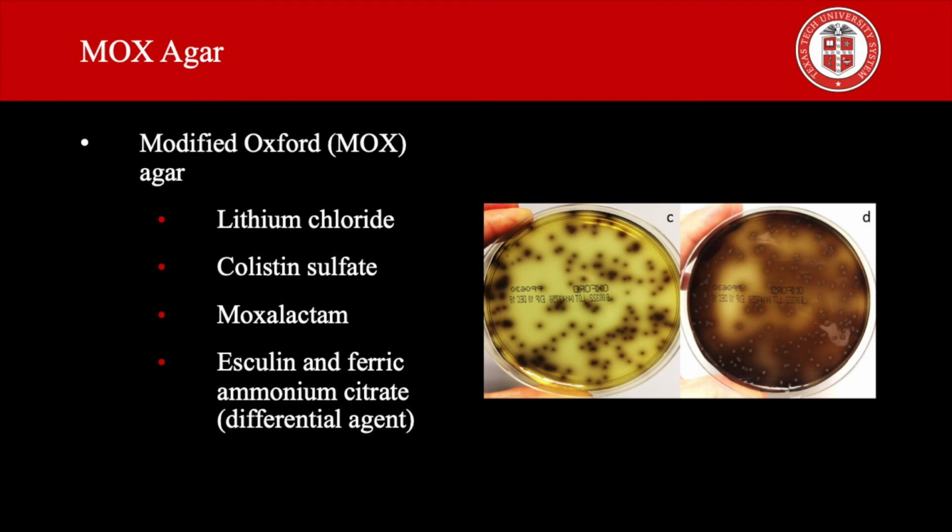In Mock's agar, or modified Oxford agar, Listeria species are able to grow in the presence of antibiotics, which are the top two listed ingredients here. The esculin and ferric ammonium citrate differentiate the colonies with a black precipitate.